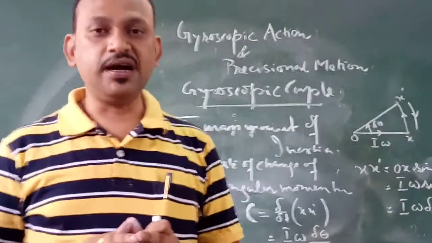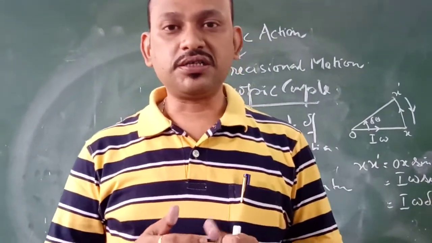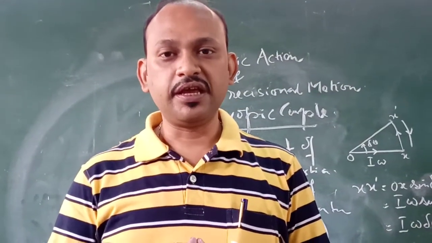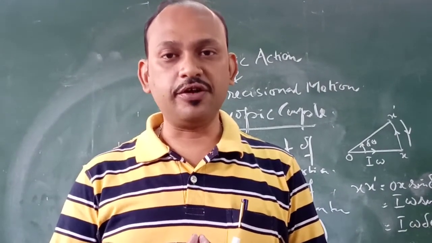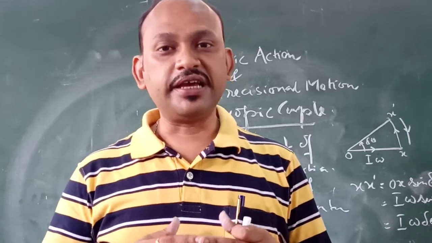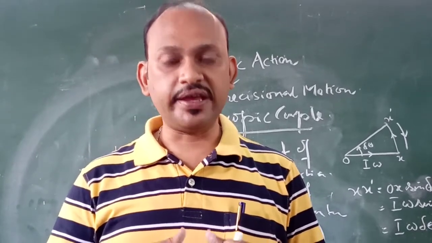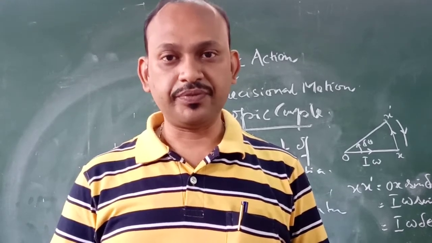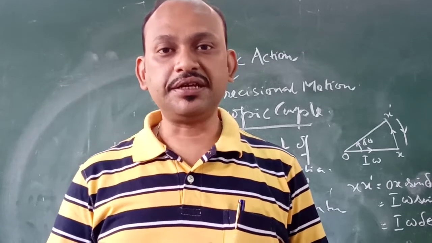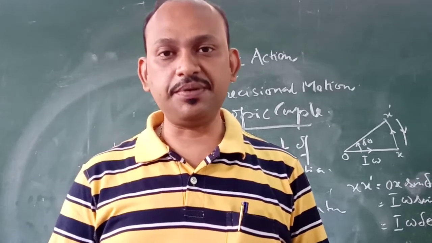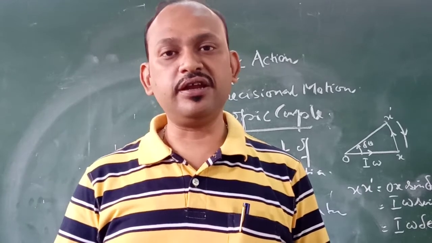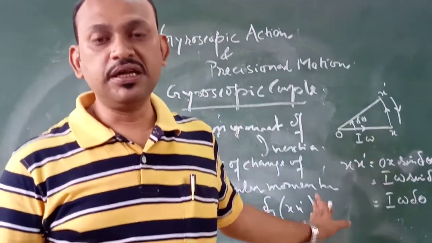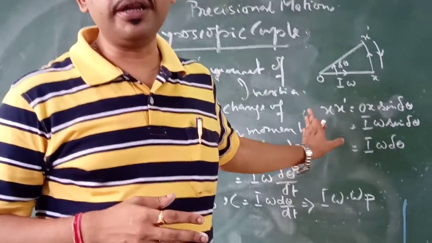So with this idea, we'll proceed towards finding out the effect of gyroscopic action in rotating bodies like that of an aeroplane, in the case of ships, and in the case of vehicles, preferably the four-wheel vehicles and the two-wheel vehicles. We'll see the dynamic stability criteria for a four-wheel and a two-wheel vehicle. But before that, we shall first of all look into the effect of gyroscopic couple on an aeroplane.